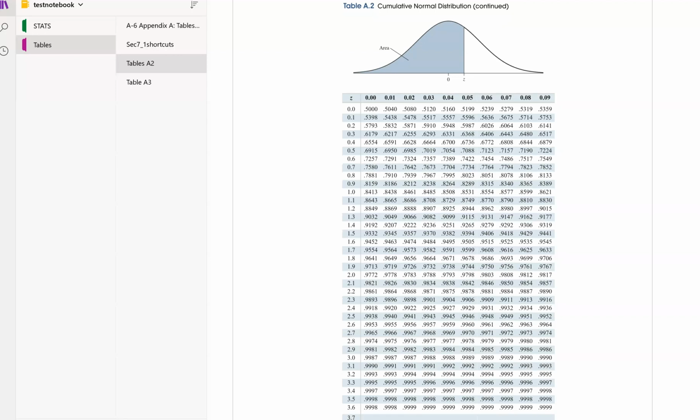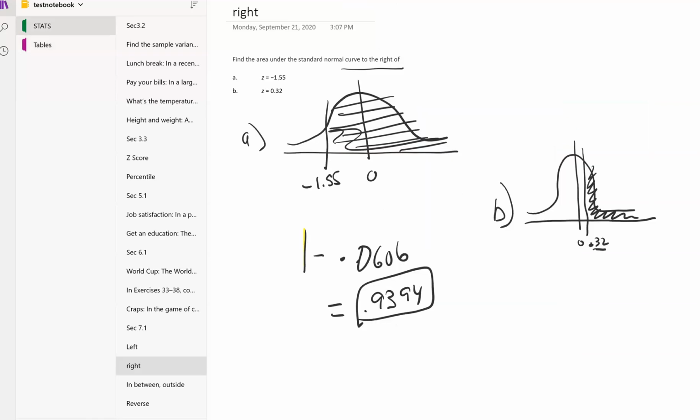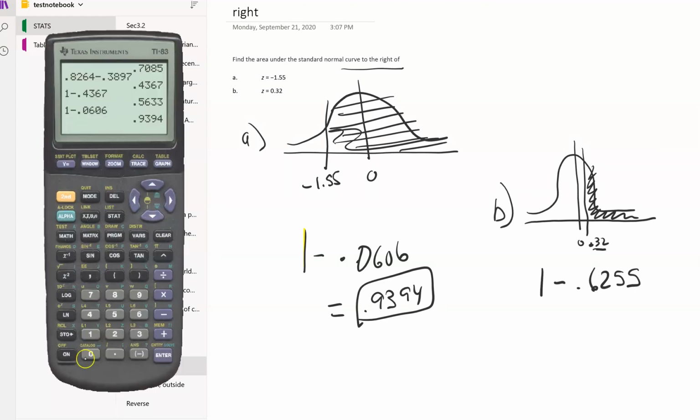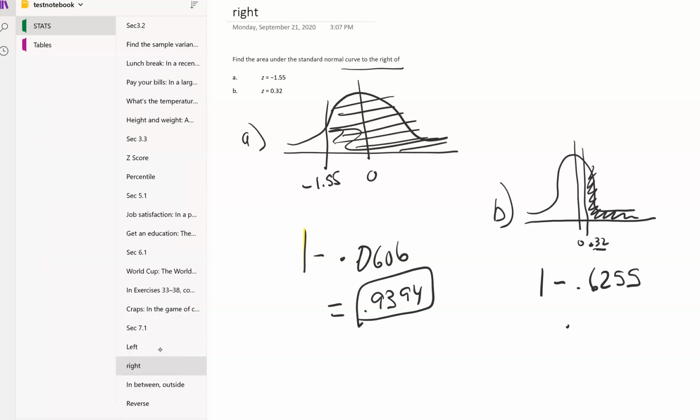So here's 0.3 and the 2 is here. So it's 0.6255, and because it's to the right, I subtract it from 1. So it's going to be 1 minus 0.6255, which is 0.3745. That's the answer.